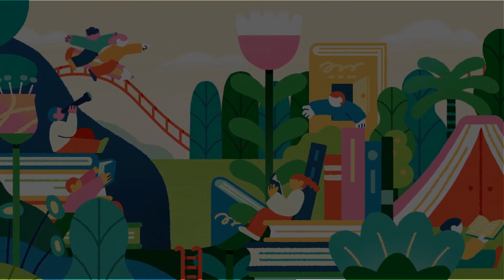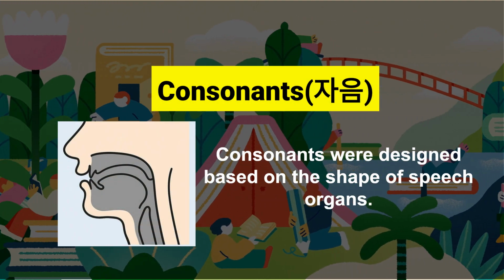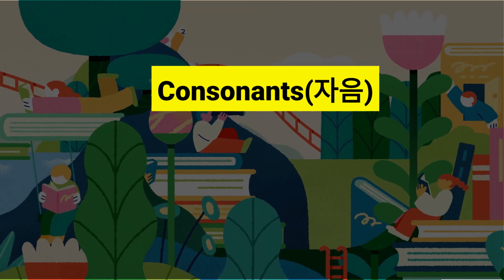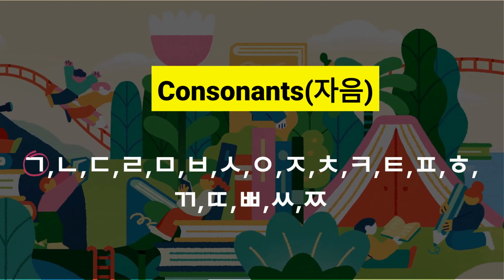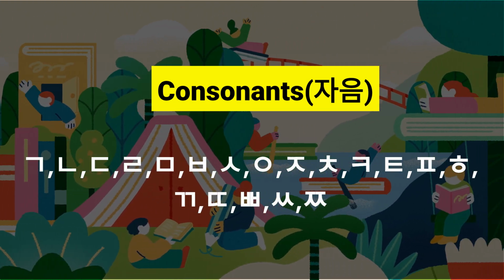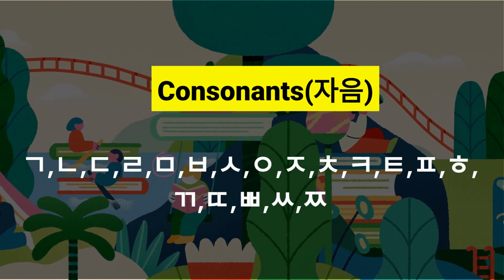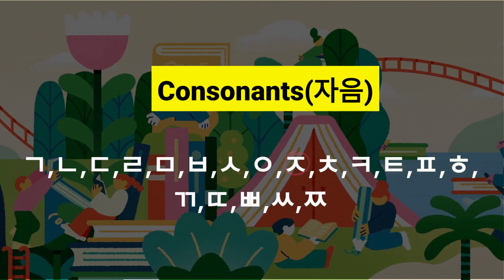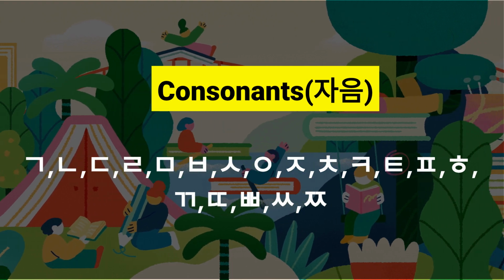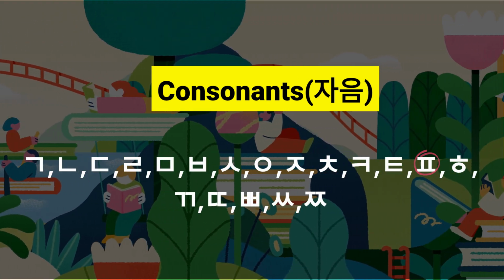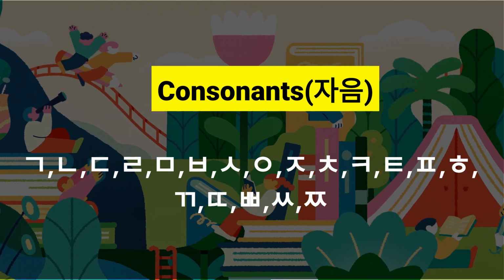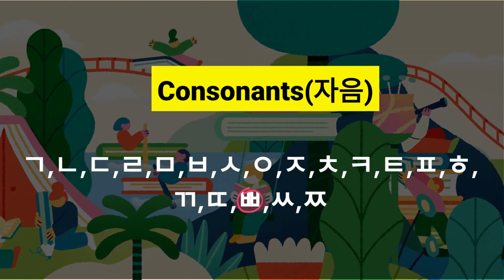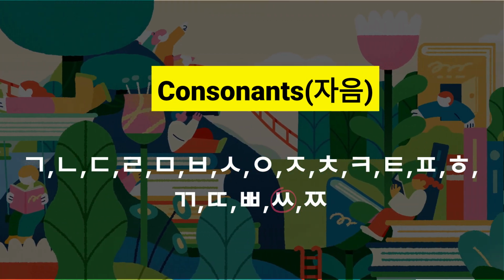Great job! Next, consonants. Consonants were inspired by the shapes of the mouth, tongue, and throat. Let's read them slowly together. 기역, 니은, 디귿, 리을, 미음, 비읍, 시옷, 이응, 지읒, 치읒, 키읒, 티읒, 피읒, 히읗. And the double consonants. 쌍기역, 쌍디귿, 쌍비읍, 쌍시옷, 쌍지읒.